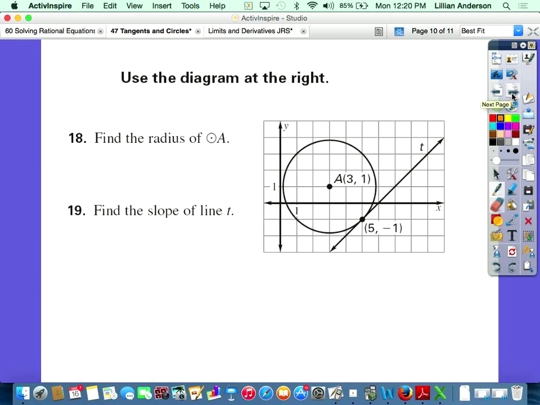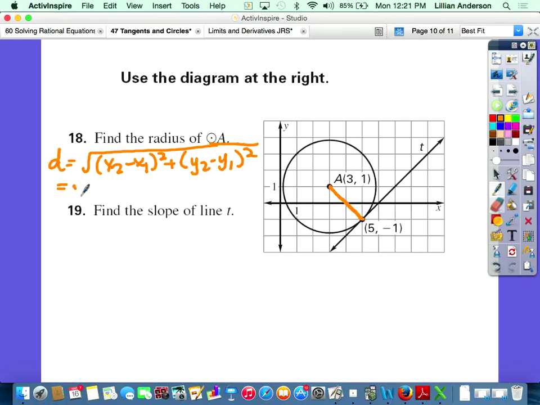Alright, last two. Find the radius of circle A. See the symbol again? Radius, what am I going to have to do? Distance formula: x2 minus x1 squared plus y2 minus y1 squared, all of that underneath the square root. What's x2? 5. What's x1? 3. What's y2?